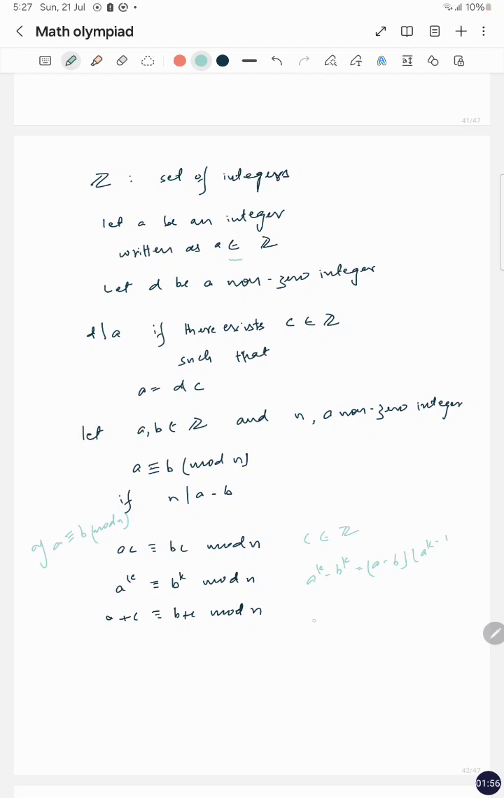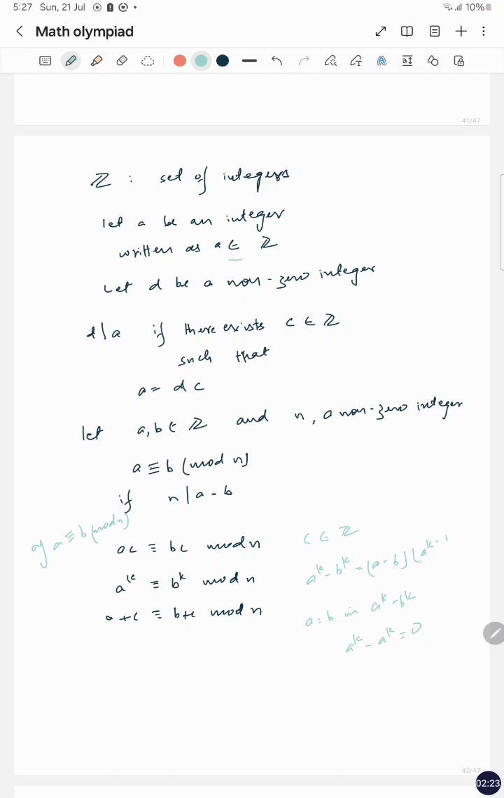If we put A is equal to B in A^K minus B^K, we get A^K minus A^K equal to 0. So by the factor theorem, A minus B divides A^K minus B^K, and also this factorization we can just work out right now.